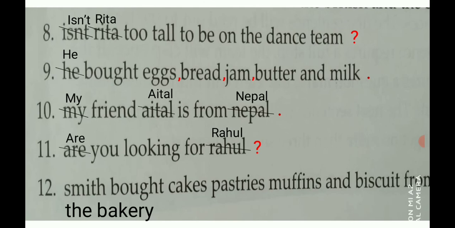Smith bought cakes, pastries, muffin and biscuit from the bakery. So what will we do? We will write Smith in a capital letter. Then cakes, after it a comma. Pastries, after it a comma. Muffins, after it shall we put a comma? No, because there is and in the sentence. And then we will put a full stop.